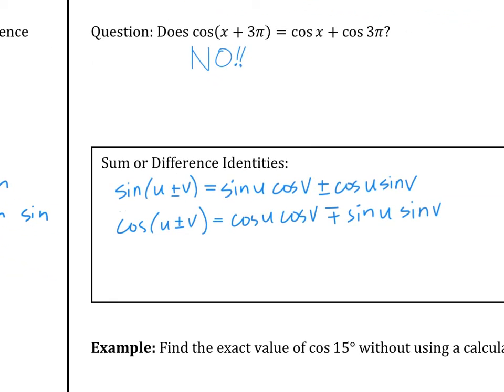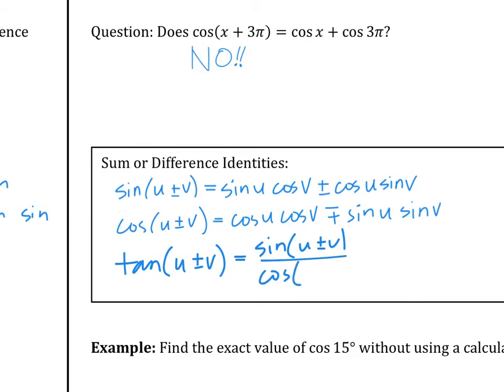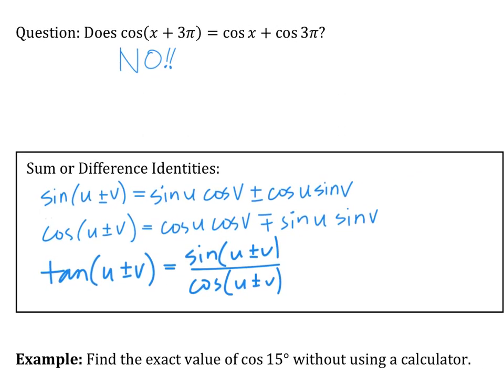Okay, all right, last one, tangent. So if you have a tangent of u plus or minus v, this one's pretty easy. Just remember it's sine over cosine. That would be the fastest way to memorize your formula. Tangent is sine over cosine, even when the double angle, the sum and difference formula is the same. You have to plug it in, but at least you know what it is.